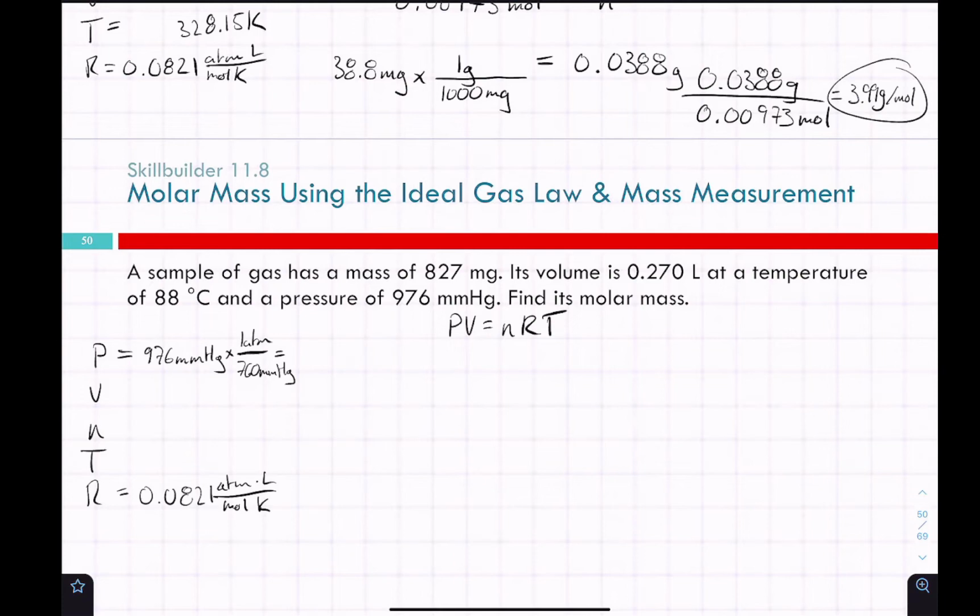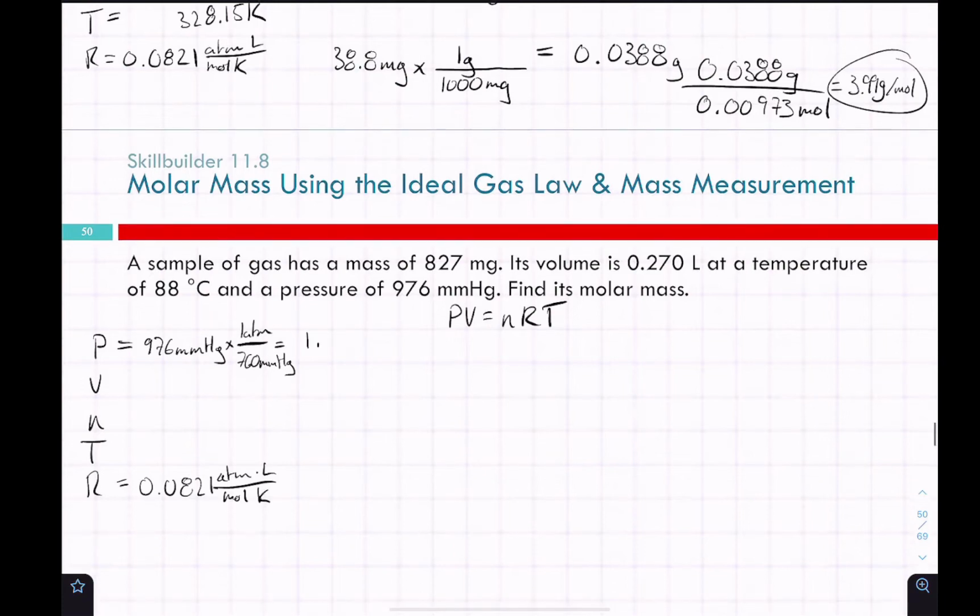The test, are you going to give us that? Do we have to memorize that? I expect you to memorize that 1 atmosphere equals 760 millimeters of mercury equals 760 torr. So I do expect you to memorize those ones. And the conversion to Kelvin. And the R.